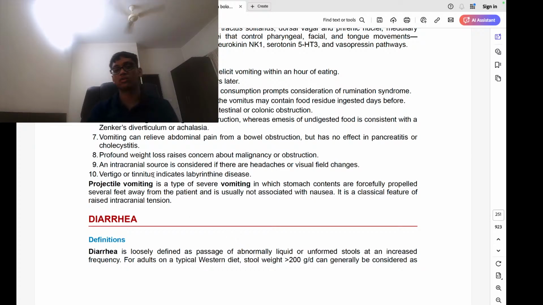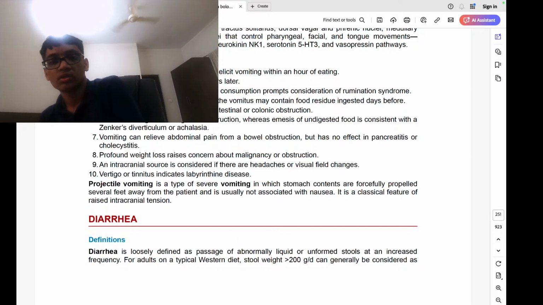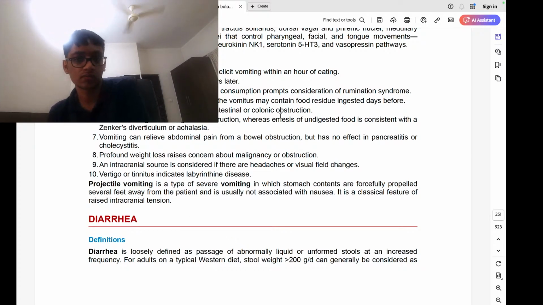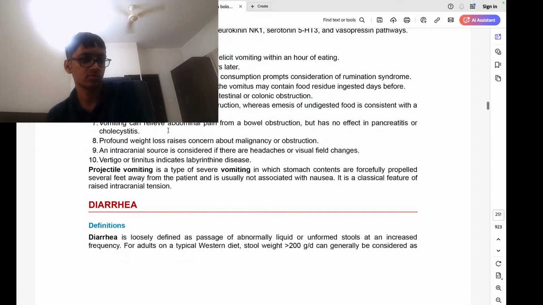Bilious vomiting excludes gastric obstruction, whereas vomiting of undigested food is consistent with Zenker's diverticulum or achalasia.